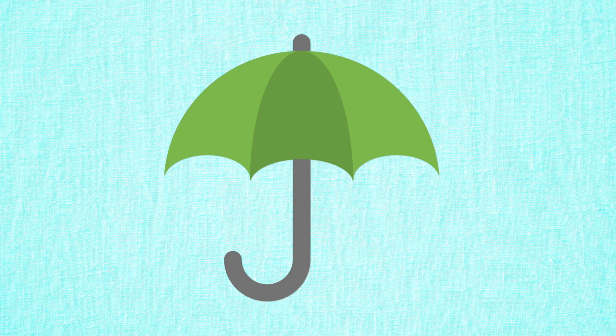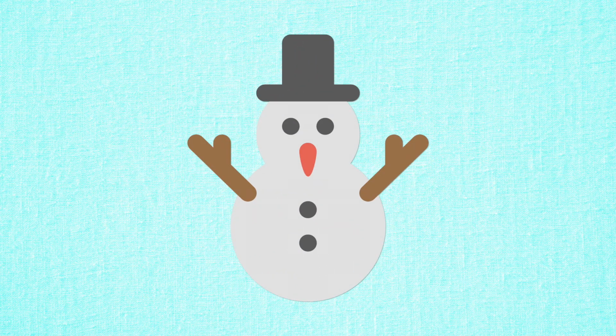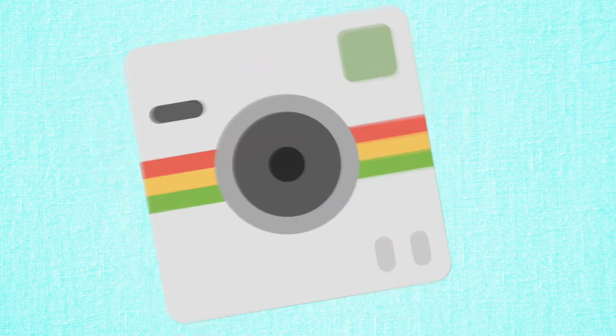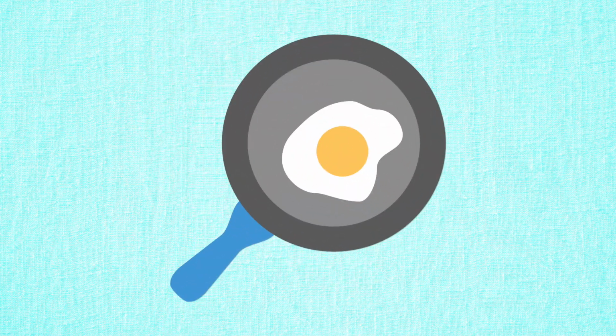In this video we're going to take 5 words and I'm going to explain to you what the Irish is for these words. Let's have a look at the pictures first. So first up here we have an umbrella, and then we have a snowman, and next then we have a camera, and then a watch, and finally a frying pan.